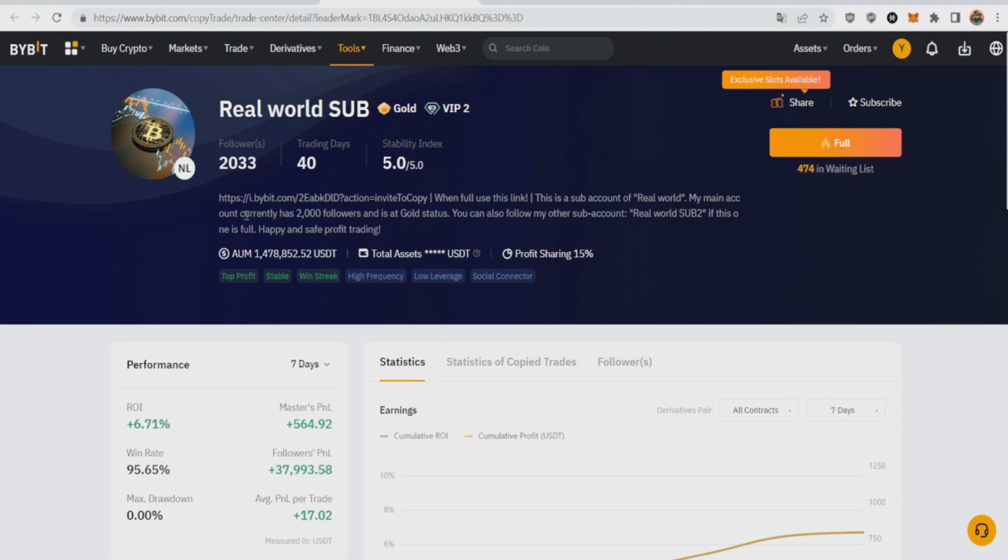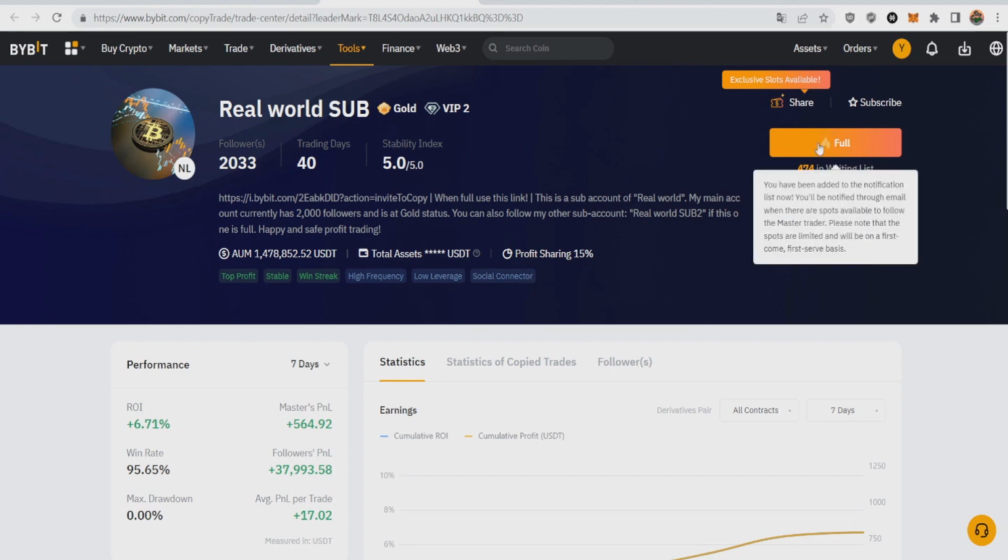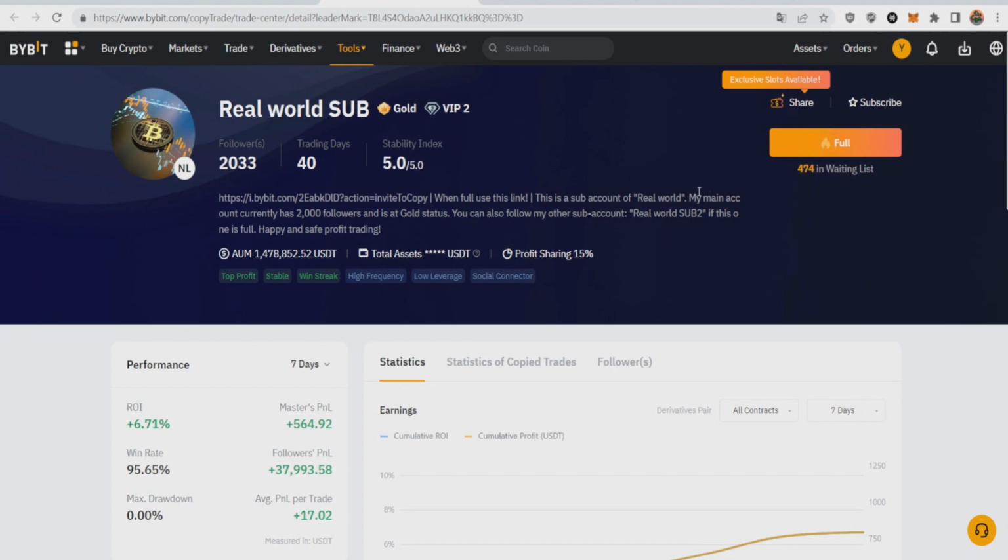This might be full, but what we're seeing is that if you just use this link, you can just join while full, and he has sub accounts as well. So just click on copy when you find your good copy trader.